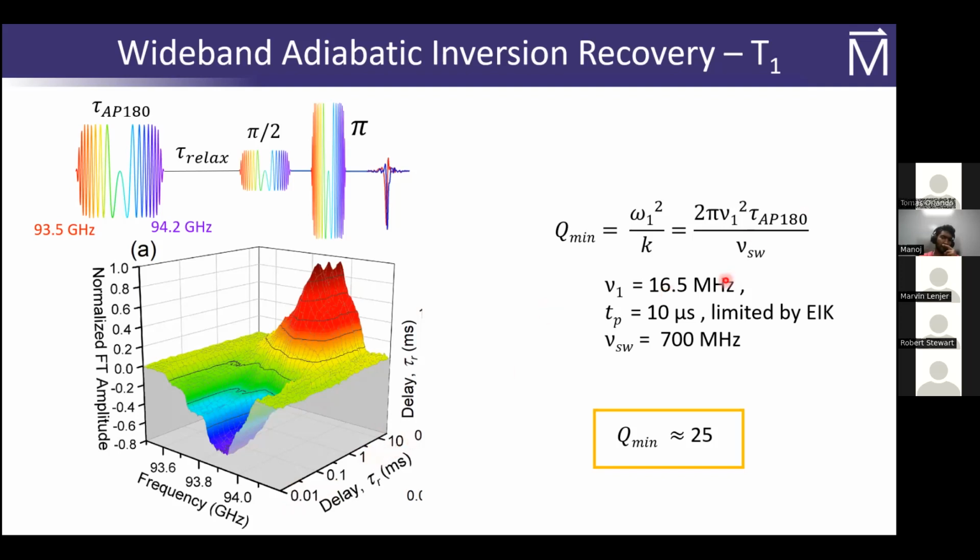These are a pulse length of 10 microseconds and a nutation frequency of 16.5, which gives us a minimum adiabaticity of about 25, which is well above the minimum adiabaticity criterion. One thing to note here is we could not efficiently invert the spectra, the amplitude is about 0.8 here. It is because of the phase relaxation of the spin packets.